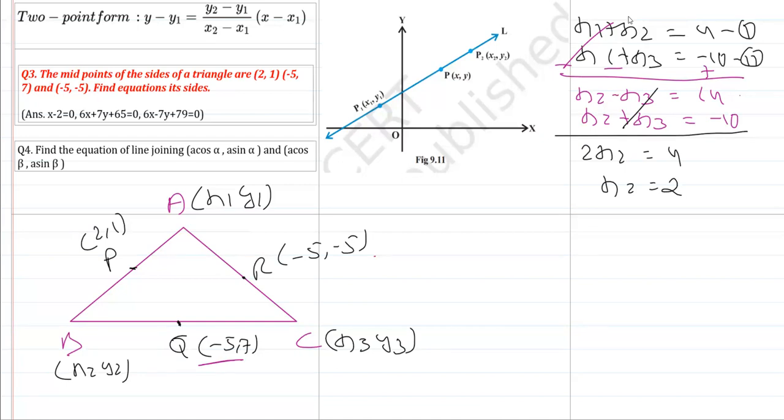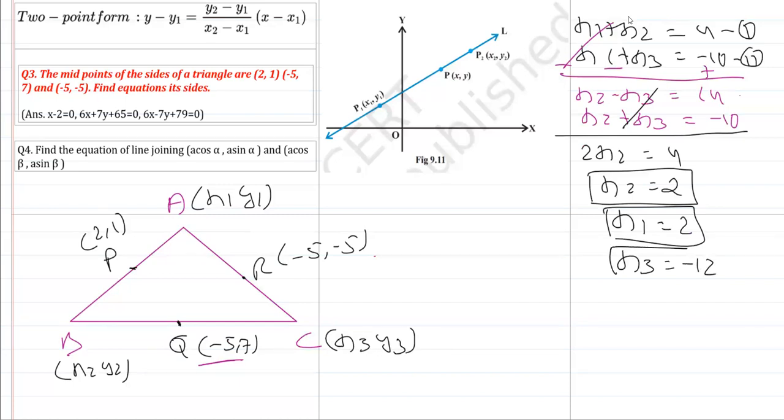Now, once we get the value of x2, we can place x2 in the first equation, and we get x1 as 4 minus 2, that is 2. Similarly, we can place the value of x1 as 2 over here, so it will give you x3 as -10 minus 2, that is -12. So we got the values of x1, x2, and x3. Now we can set this aside and then obtain y1, y2, and y3.